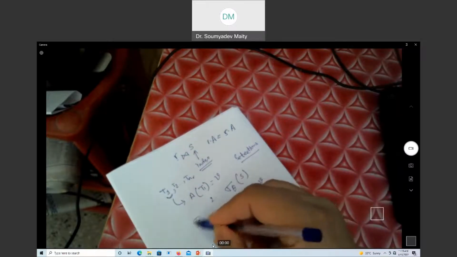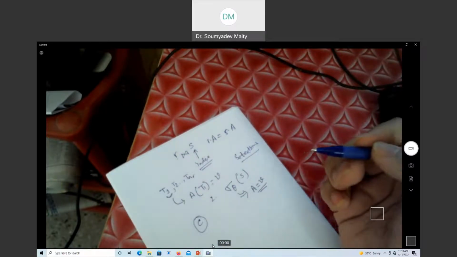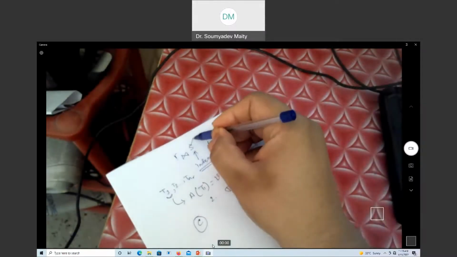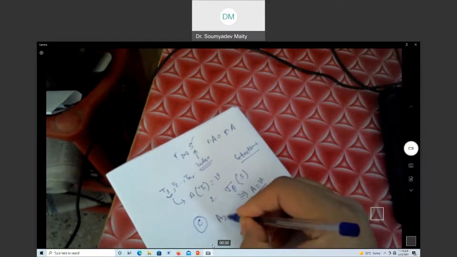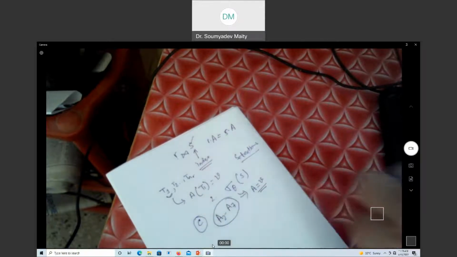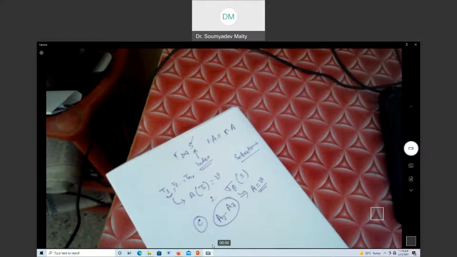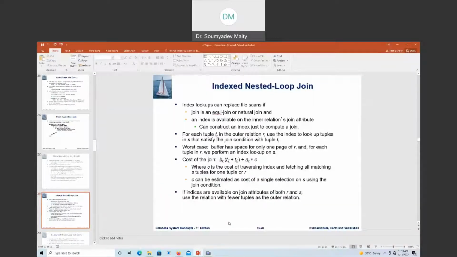Let us assume that C is the cost of doing an index search on relation S, which we can easily calculate because we have seen the formulas that can be used to estimate the cost of algorithms. If you remember those algorithms, A2 to A7 for indexed based selection algorithms, we can estimate the cost of one selection. So what would be the total number of block transfers and seeks in this case?